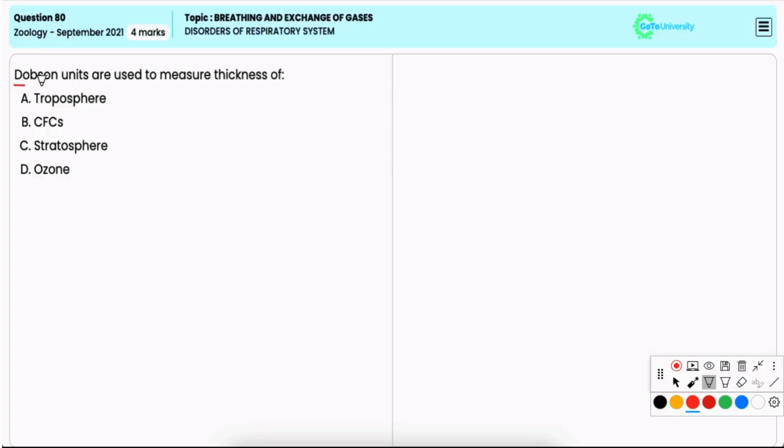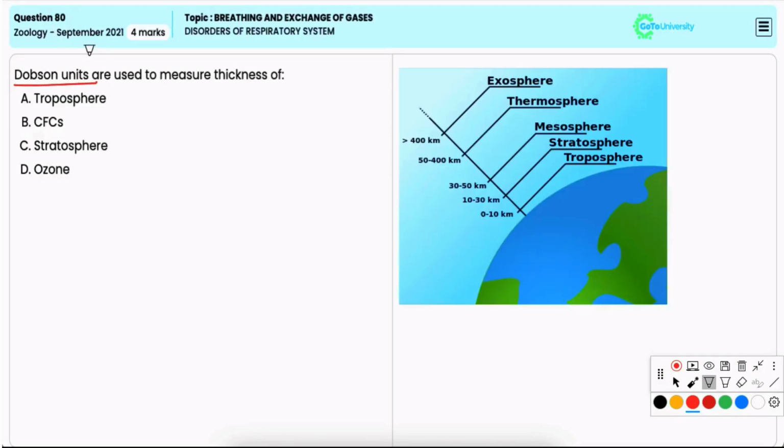Dobson units are used to measure the thickness of option A, troposphere. It is not used to measure the thickness of troposphere. The troposphere, which is the lowest layer of Earth's atmosphere, is measured in kilometers. Hence, it is incorrect.